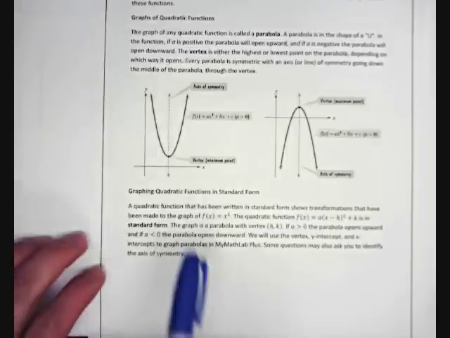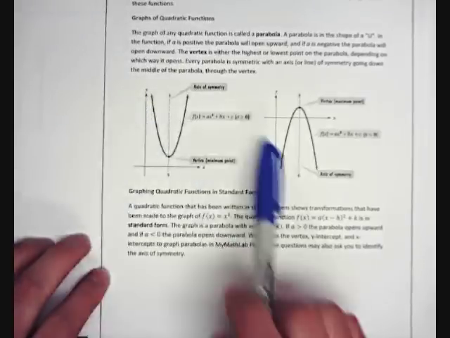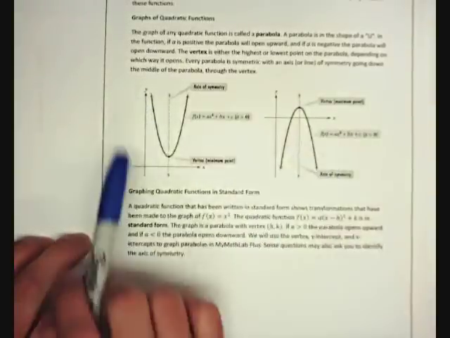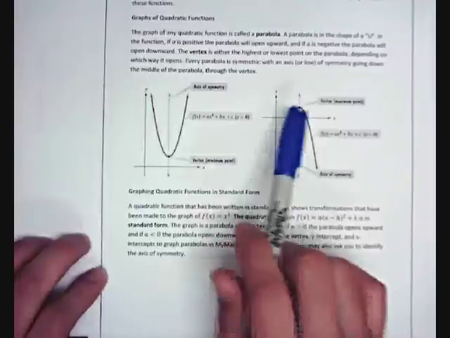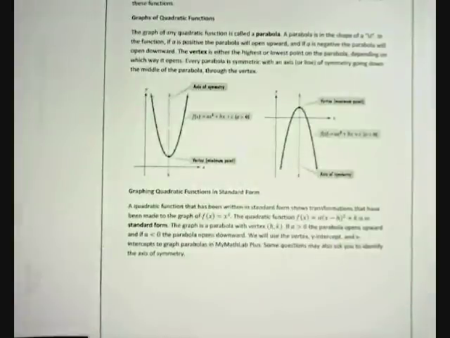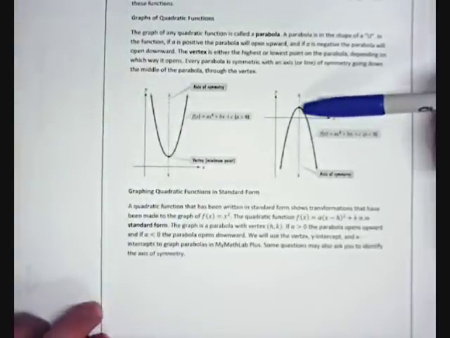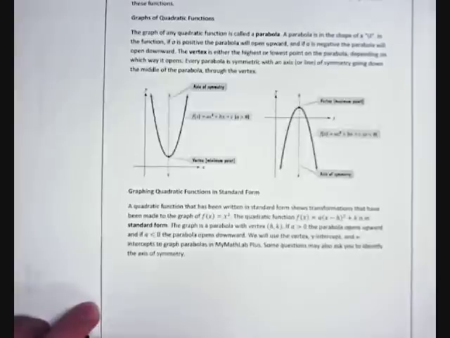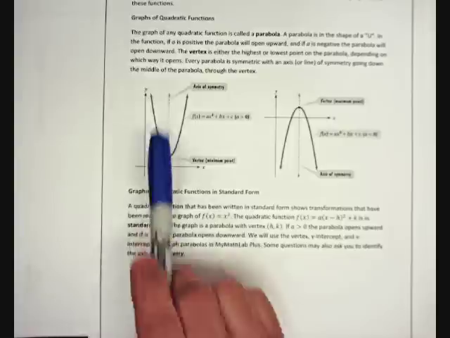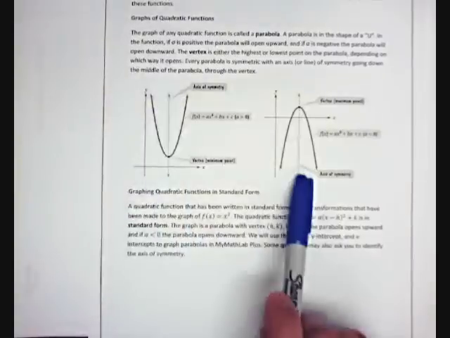A parabola is in the shape of a U, and it will open upward or downward depending on the value of a, the value in front of x squared. We call the lowest point or the highest point the vertex of the parabola. And every parabola is symmetric with an axis or line of symmetry going down the middle of the parabola through the vertex.